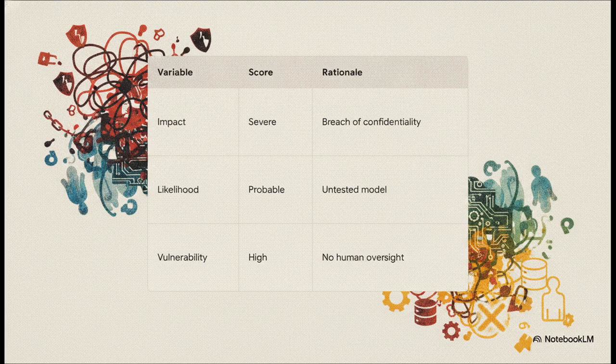Next up, what is the likelihood of failure? Well, since this is an untested third-party generative model trying to summarize complex human stories, the chance of a hallucination is pretty significant, so we score likelihood as probable. Finally, our current vulnerabilities. Let's say this tool writes directly to the database without a lawyer even reviewing the summary first. That means we have absolutely zero human-in-the-loop oversight, so we score vulnerability as high.